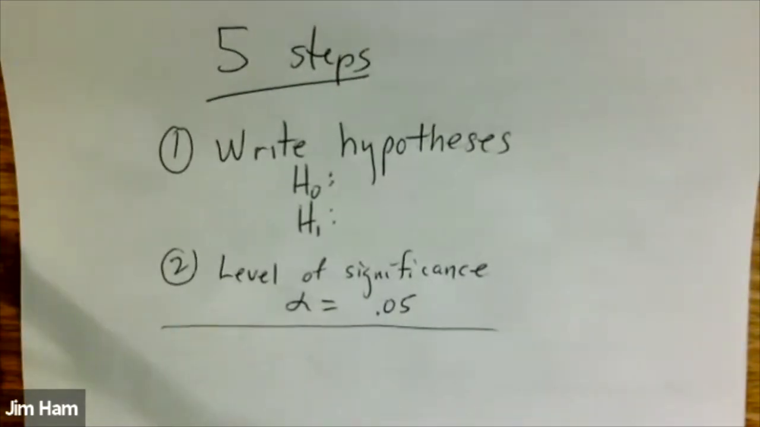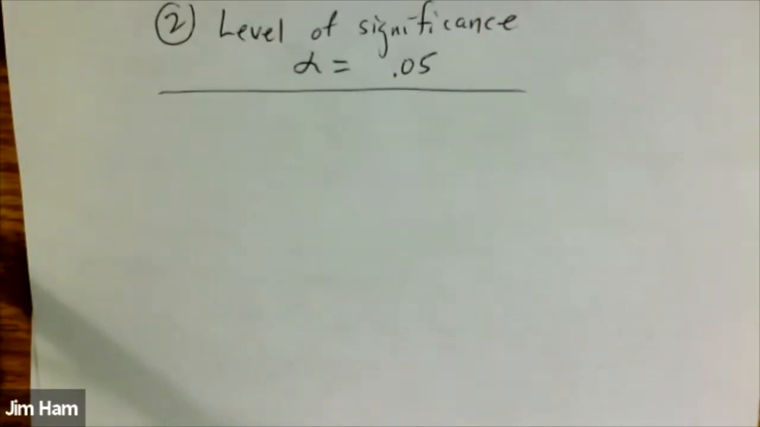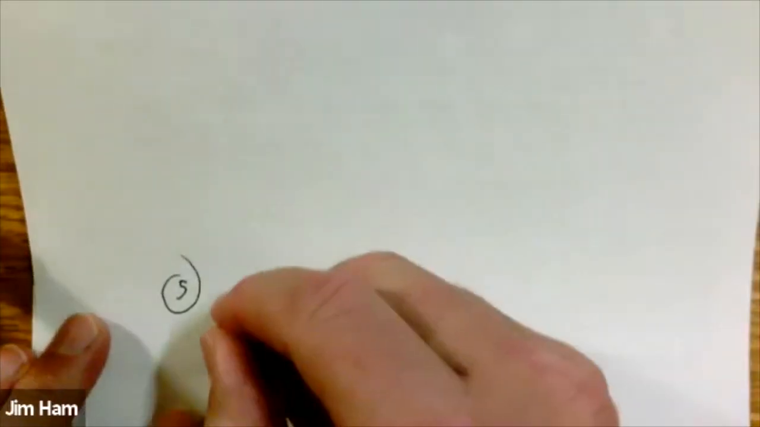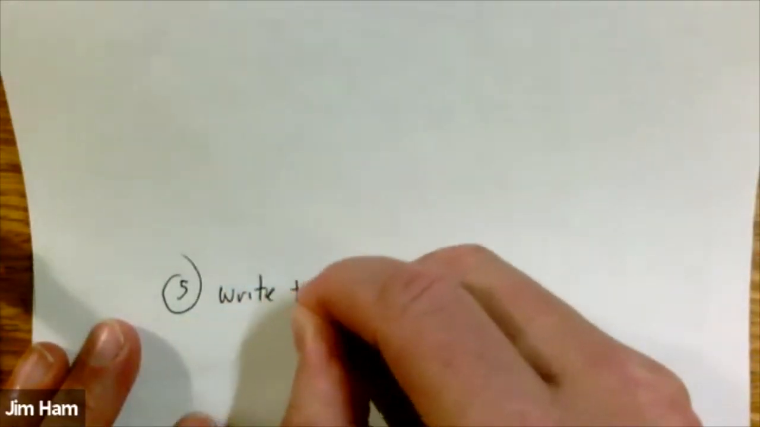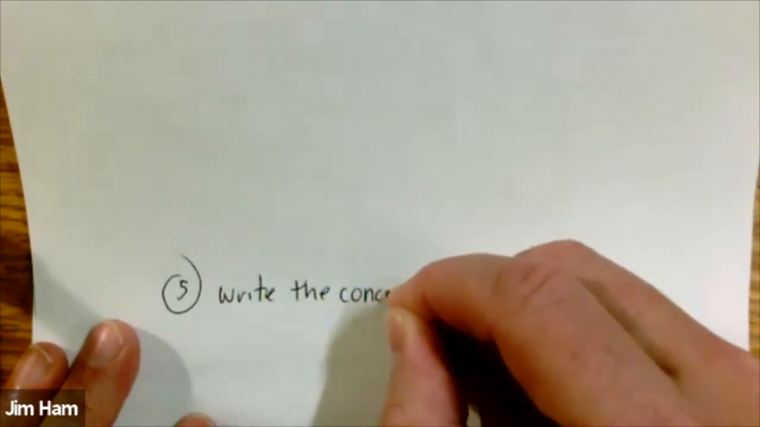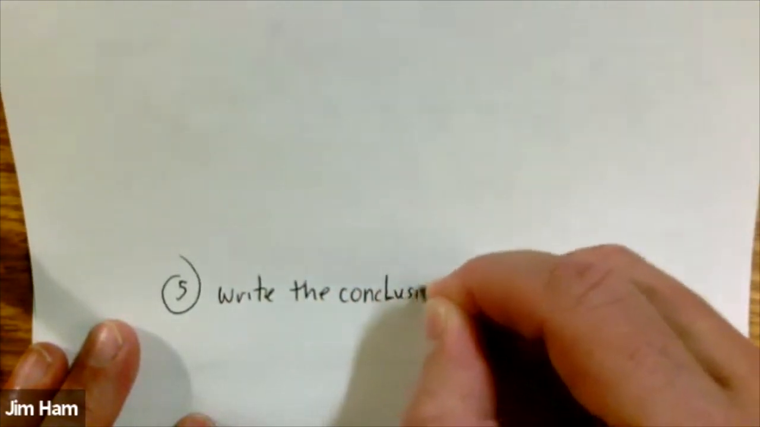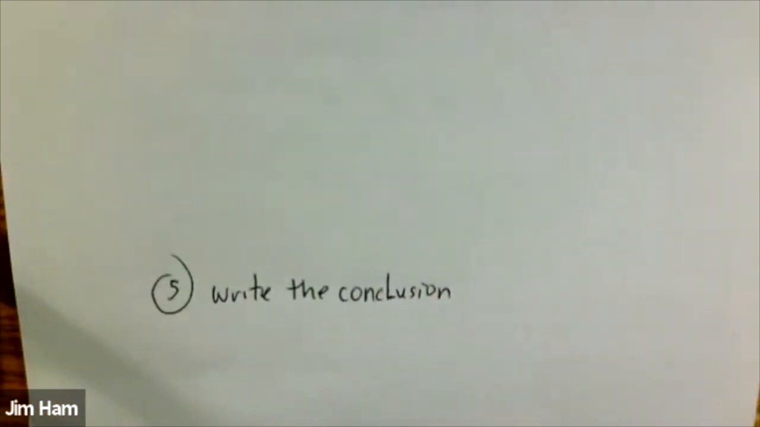Now, I also shared with you last time how to write the conclusion. So the conclusion is step number 5. This is the concluding statement that you write that kind of summarizes what you found in the hypothesis test. And you're going to say something like, there's evidence to support the claim that, or there's not enough evidence to support the claim that, and you write out what the claim is. So I gave you a template last time on how you would actually write that conclusion. So we've already done that one.